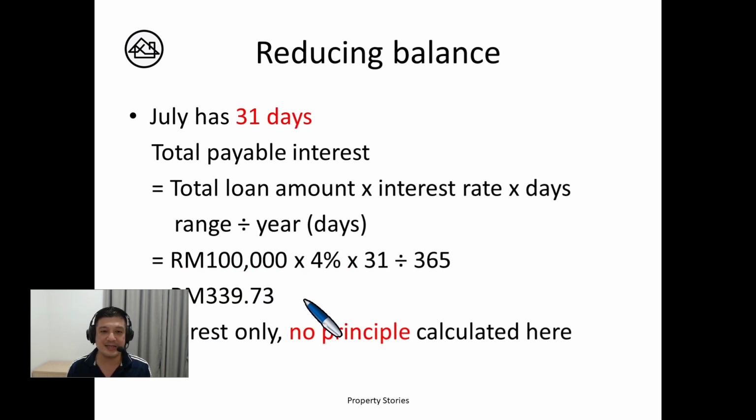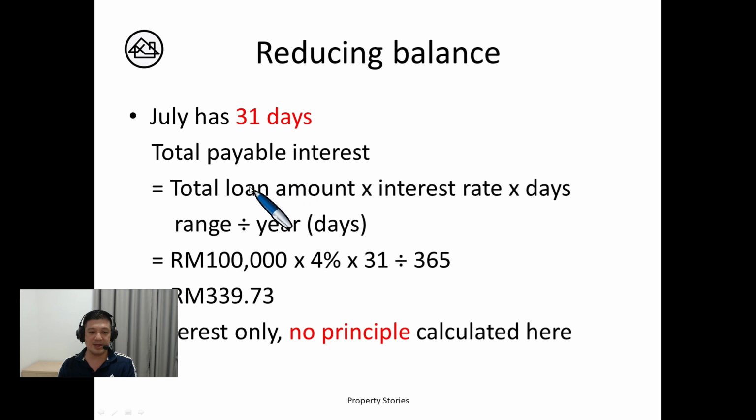So reducing balance. Reducing balance, remember, is count by days. So we talk about July. Example here, July has 31 days, right? So total payable interest is total loan amount times interest rate times days over the year, in days. So 100,000 times 4% times 31 days. Okay, 31 days, and 1 year is 365.